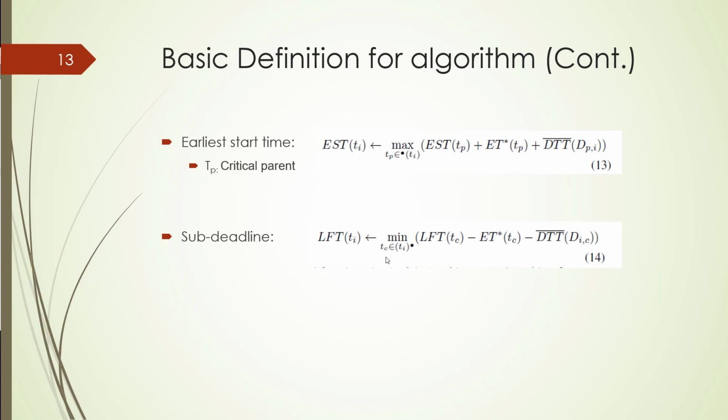For example, for task TI, it will be the time that minimizes the LFD of the task TC minus estimation time star of task TC minus the average data transfer time of the task DI over C, from I to the task C. And TI here is the parent, and TC will be the child over here.